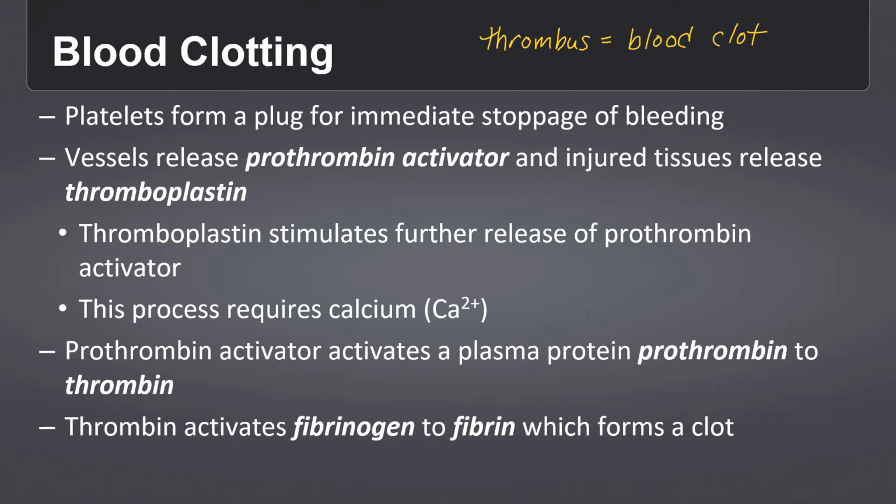You cut your hand or your finger or whatever, you get a gash, and platelets go right to the area to form a plug to stop bleeding immediately. But that platelet plug won't last forever. So we need prothrombin activator and thromboplastin in the area. Thromboplastin has a job of creating more prothrombin activator. Prothrombin activator activates prothrombin and turns it into thrombin. Thrombin will then turn fibrinogen into fibrin, which are those little fibers that create a meshwork part of the clot.